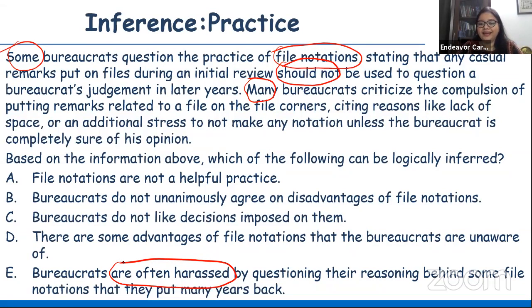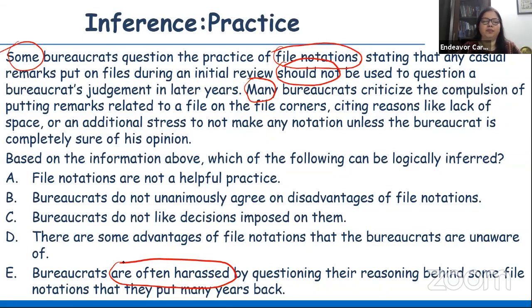There could be. Why are we saying that there are some advantages? There could be. Who's saying that there aren't? But can I say there are? Do I have definitive information here? There could be. Is this given in the paragraph? No. There could be some advantages that the bureaucrats are unaware of. There are no advantages discussed. So why should we get into that? Correct? D is beyond the scope of discussion.